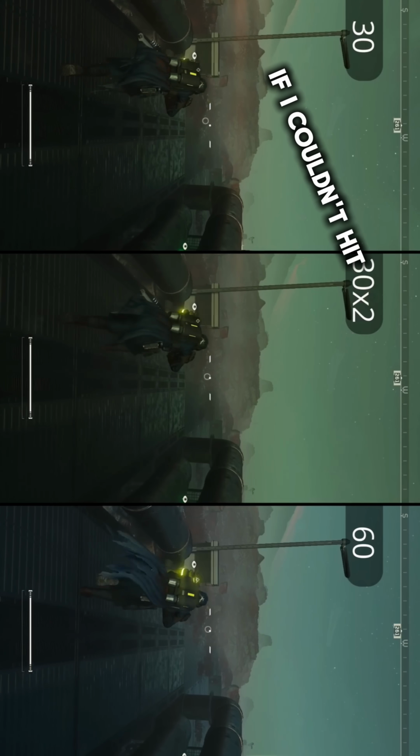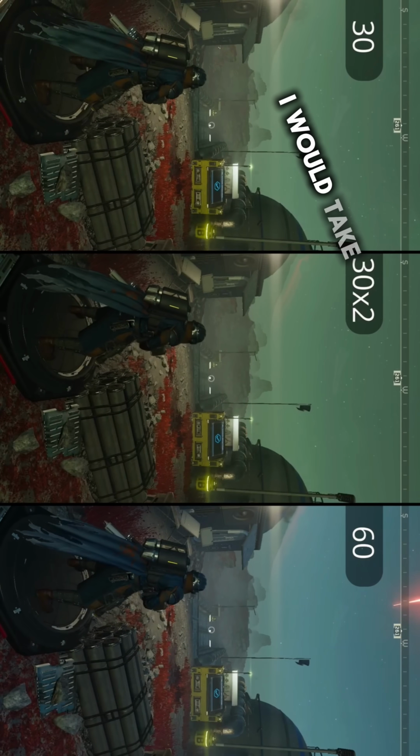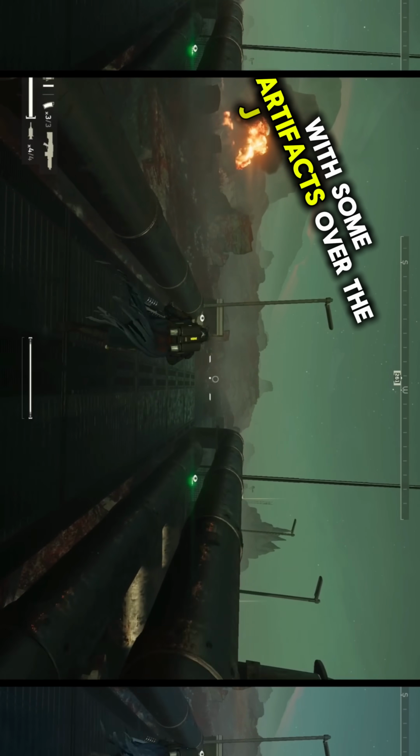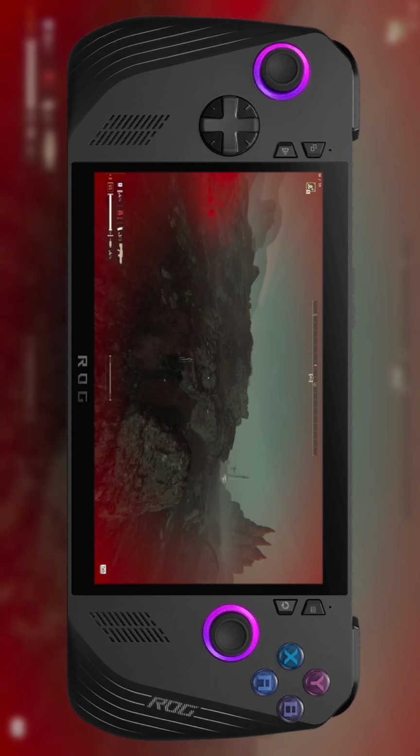If I couldn't hit 60 FPS, I think the trade-off would be worth it. I would take a smooth 60 FPS with some artifacts over the judder of 30 FPS, especially on handhelds.